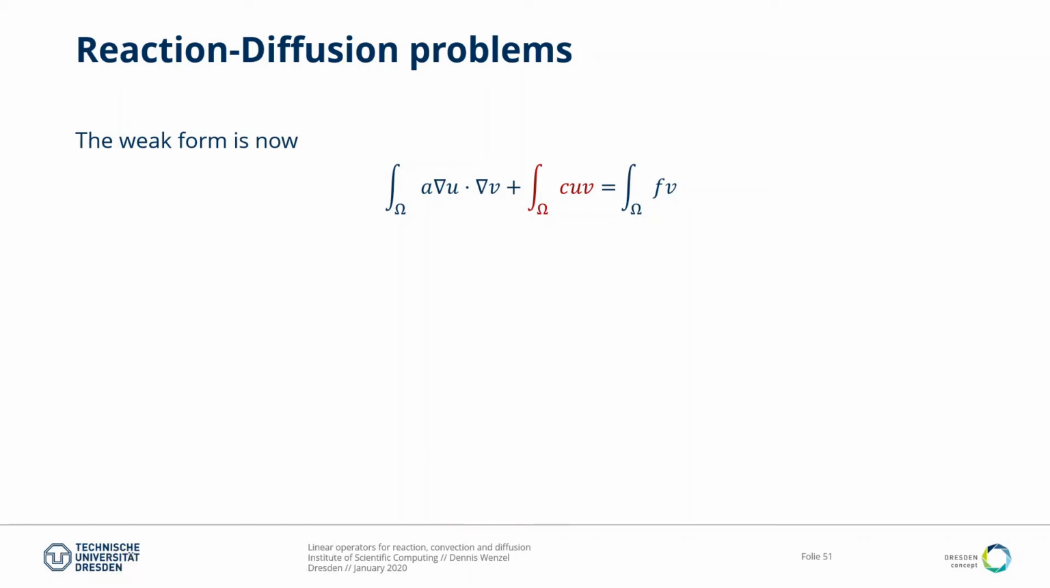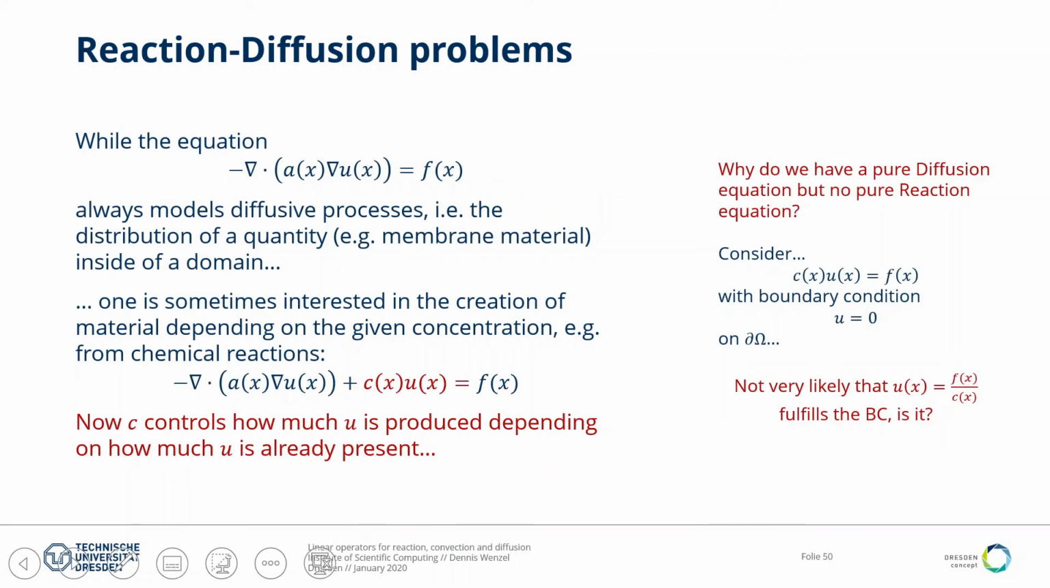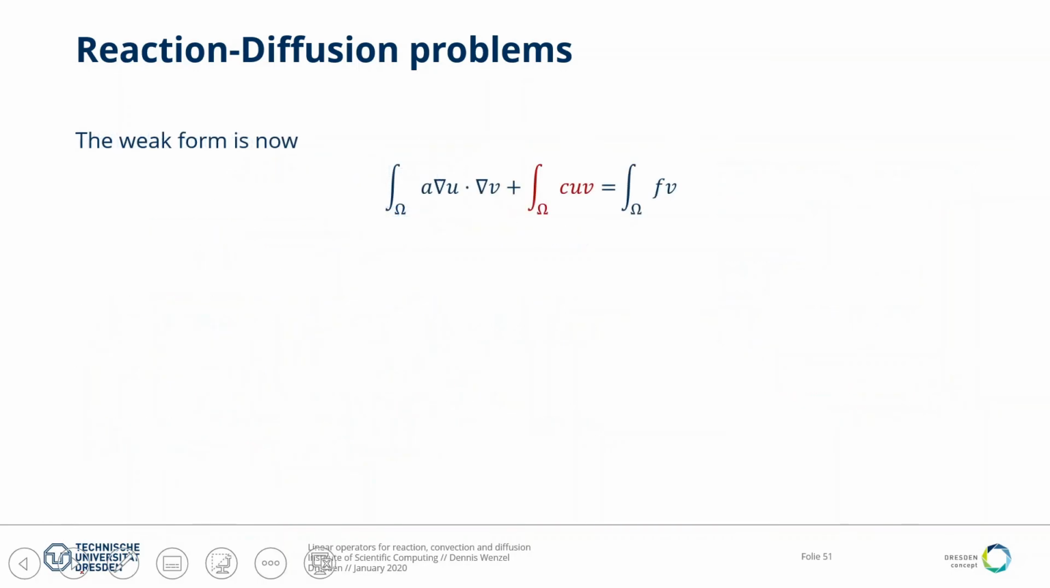The weak form of this reaction-diffusion problem is also simply to be computed, so you can again multiply that thing with a test function V, and integrate over the domain. You don't have to do partial integration here because there is no derivative involved anyways. So if you look at this problem again, then it is just c times u. So if you think about multiplying with v and integrating over omega, you arrive here immediately.